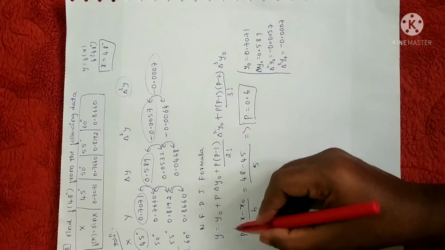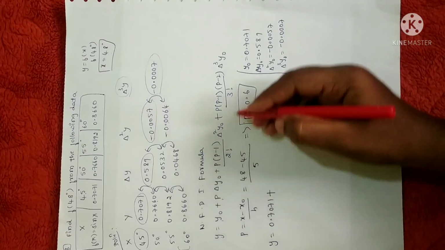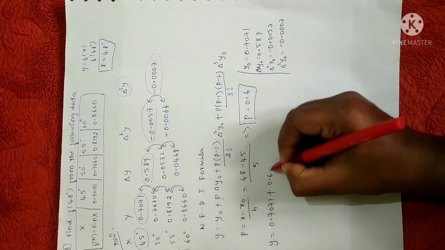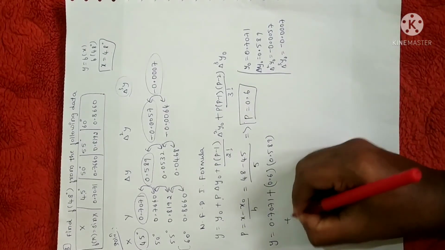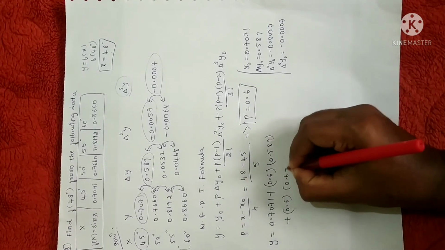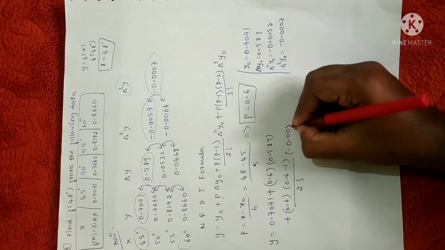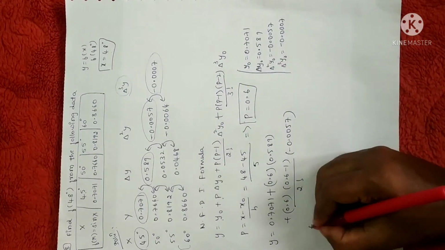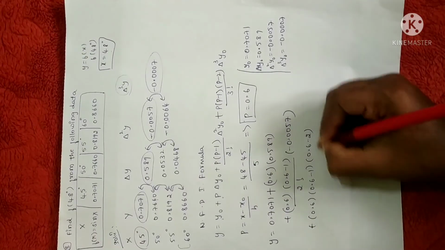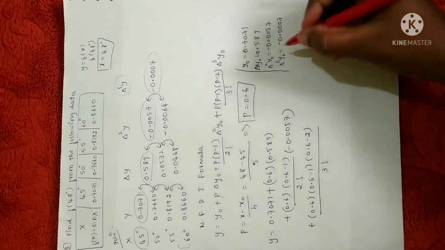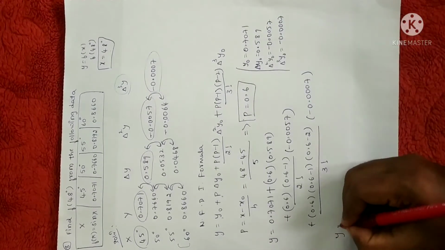Now we need to substitute all these values in the formula. So you will get y is equal to 0.7071 plus p is 0.6 into delta y naught is 0.0589 plus 0.6 into 0.6 minus 1 divided by 2 factorial into delta square y naught is minus 0.0057 plus 0.6 into 0.6 minus 1, 0.6 minus 2 divided by 3 factorial into delta cube is minus 0.0007. Now let me simplify all these terms.